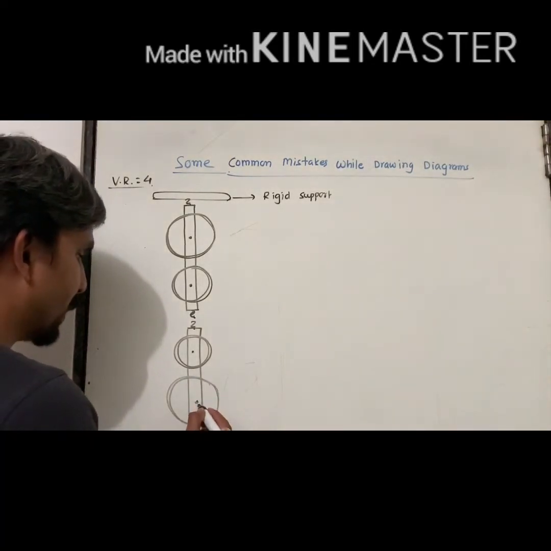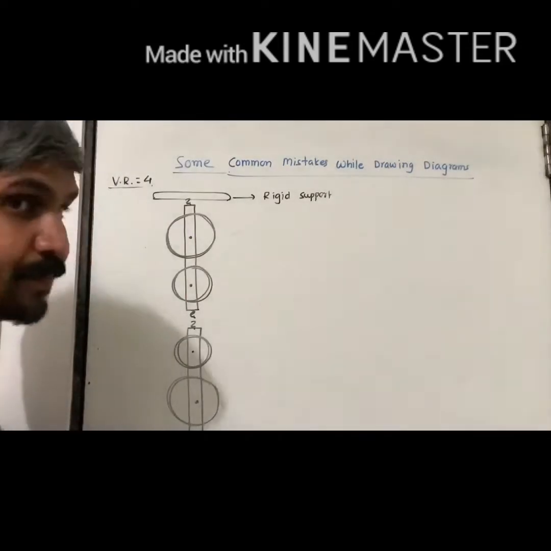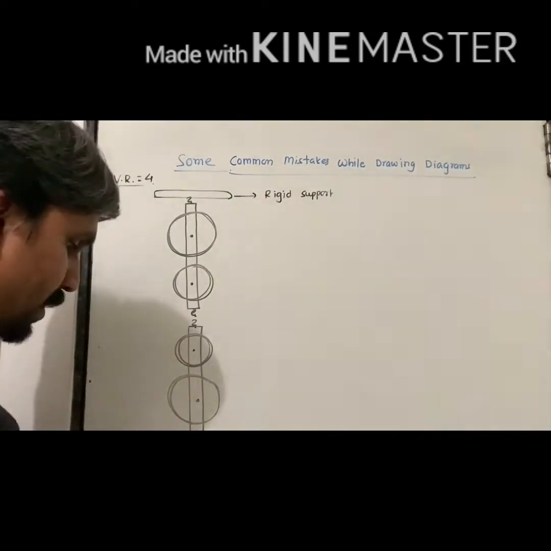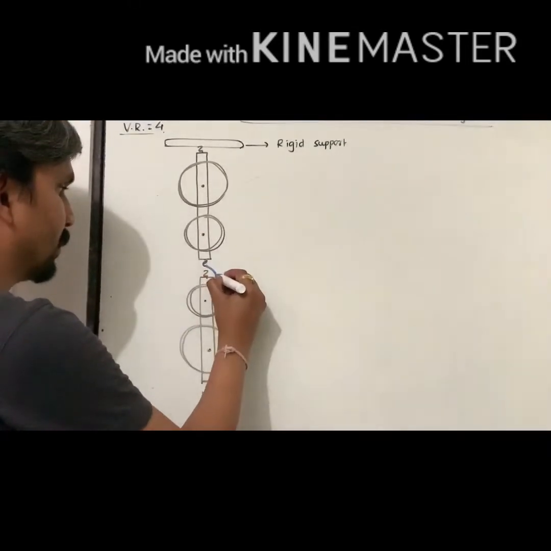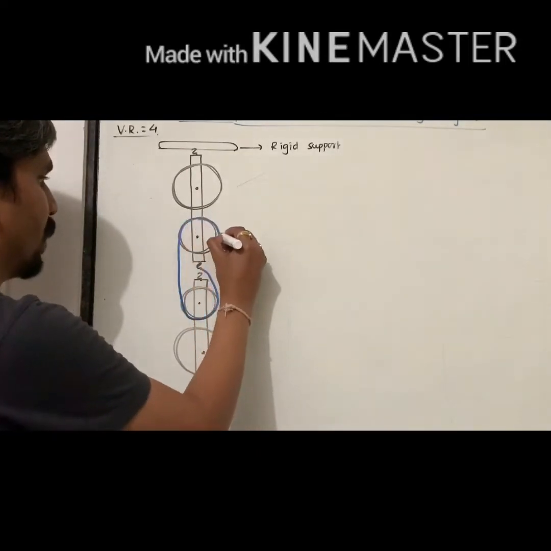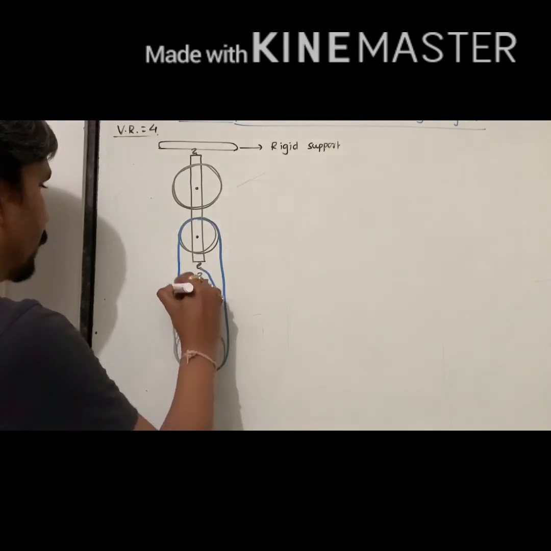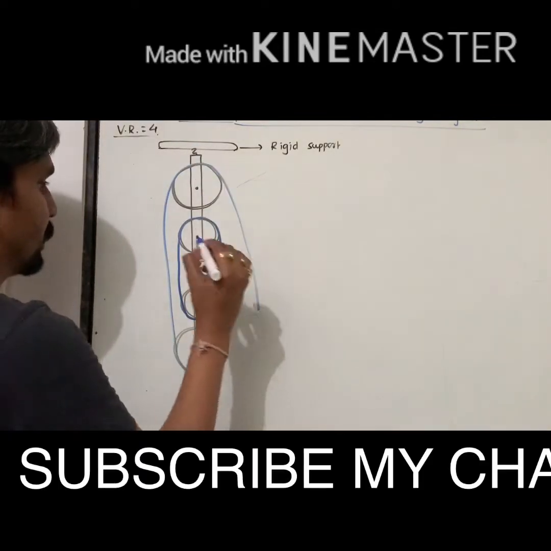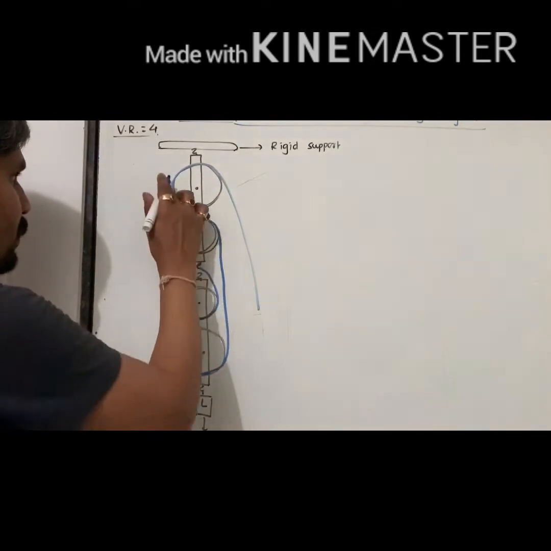When you draw this diagram, you have to use a scale, pencil, and rounder. This is your load, downward, right? Now you start with the strings. The string will start like this. It will start from here. It will go like this. It will go up. It will come down. Here it will go like this. Right? It should be straight. You use a scale for this.